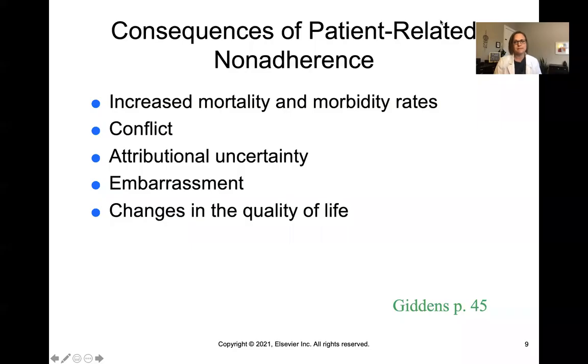So let's talk more specifically about those consequences for each of those three areas. Now for consequences for patient-related non-adherence, it can increase their mortality and morbidity rates. Sicker and they die sooner. It can cause conflict between the patient and the healthcare provider who's offering advice and recommendations. It can cause attributional uncertainty, meaning we don't know how the patient's going to do if they're not following the treatment plan or if they're not following it fully. We just don't know how to guarantee what their health is going to be like.